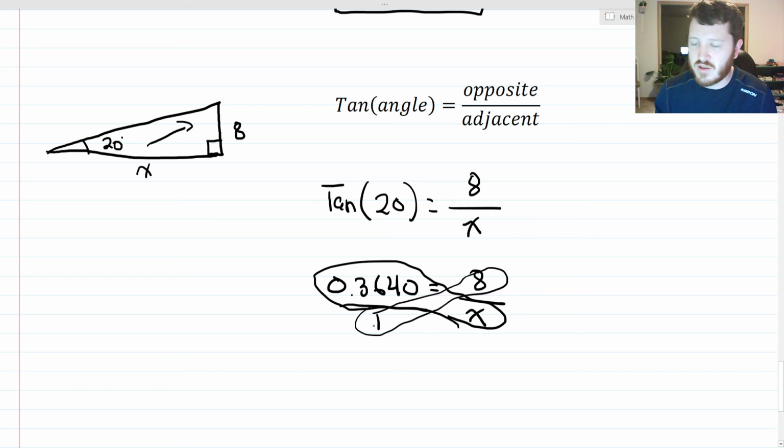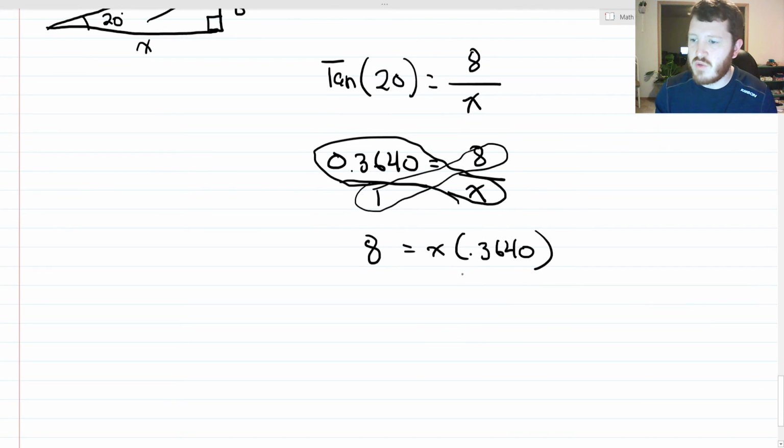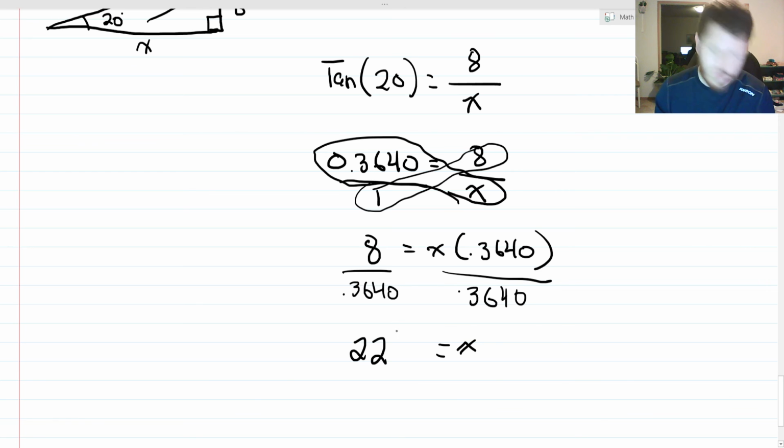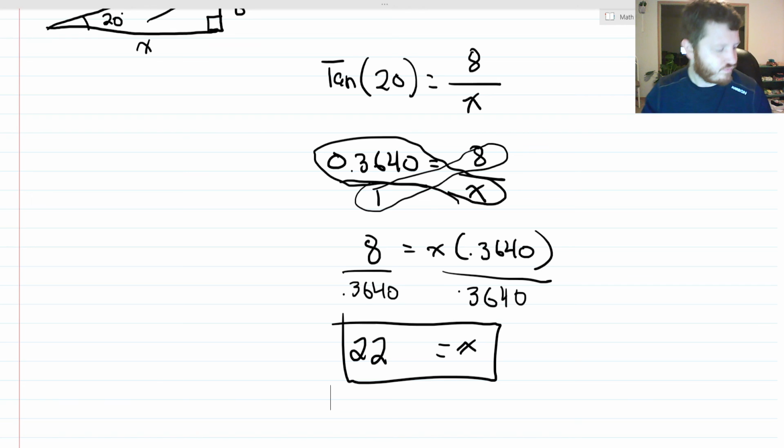If we do cross multiplying, this is 1 times 8 on this side, and this is x times decimal .3640. Now this is an equation we can solve. So it's not 8 times 0.364, it's 8 divided by 0.364. So x is going to be more, because 8 divided by 0.364 is about 21.97. So it's 22.